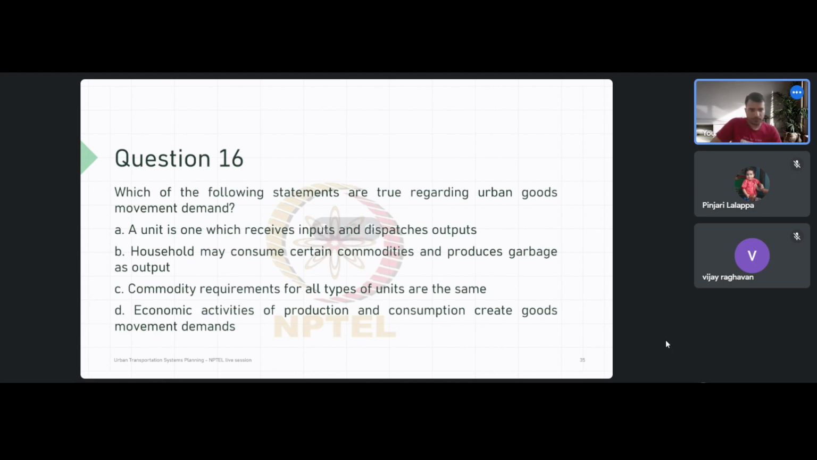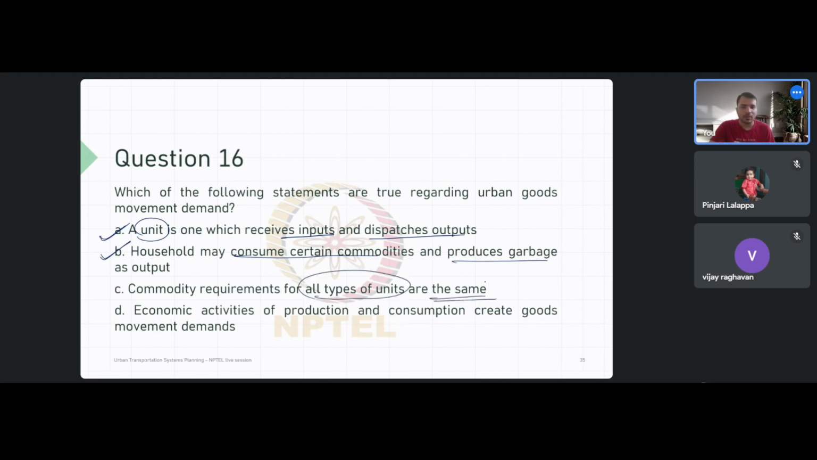Okay, A, B, and D. Fine. So, which of the following statements are true? So, a unit is one which receives inputs and dispatches outputs. So, this is correct. So, you should see the slides for this. The definition was given for what is a unit. Households may consume certain commodities and produce garbage as output. So, this is also true. A, B, we don't need to have transportation planning knowledge for this. This is obvious.